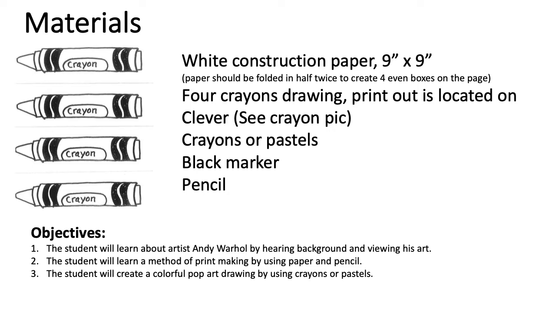The materials that you need is a 9x9 square paper. If you don't have 9x9, just get a square paper. And you're going to fold it into 4 sections that are equal. You'll need the 4 crayon drawing, and the printout is located on Clever. It looks just like these crayons that you see. If you can't print it out, then you can just draw 4 crayons on a piece of white paper. You'll also need some crayons or oil pastels, a black marker, and a pencil.